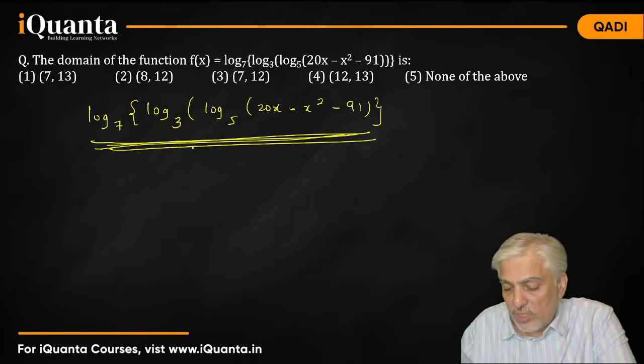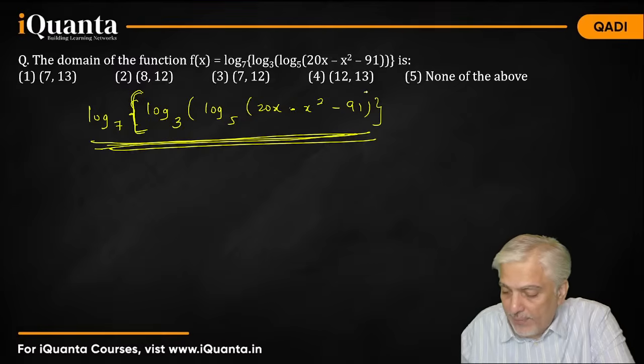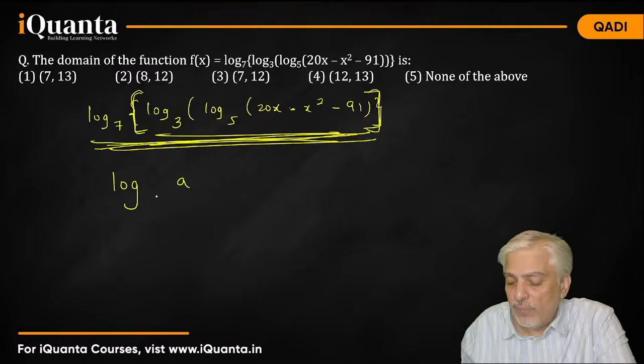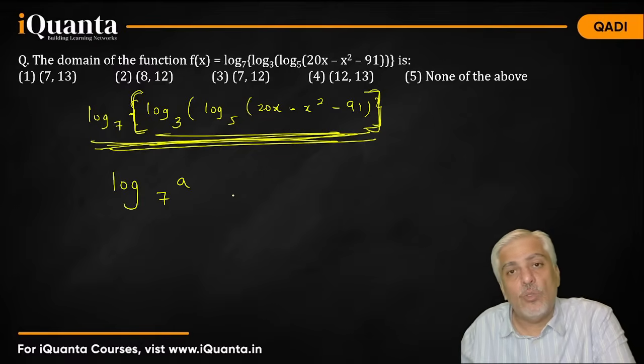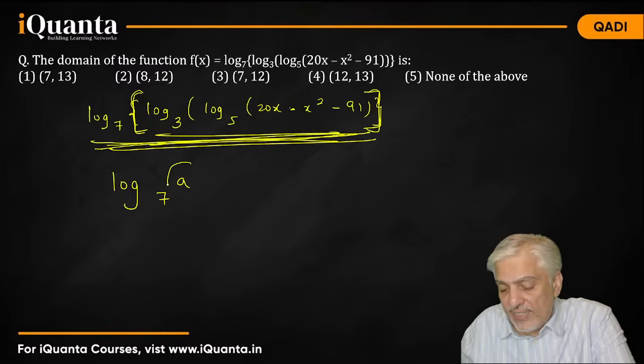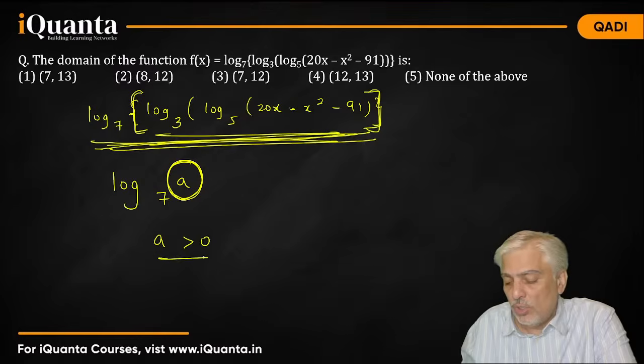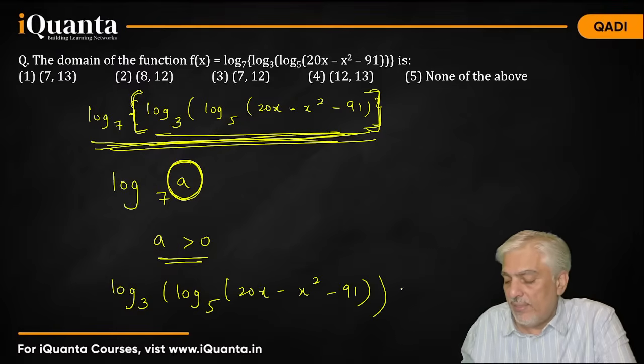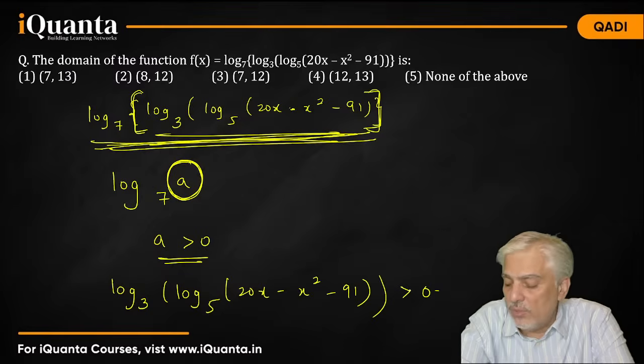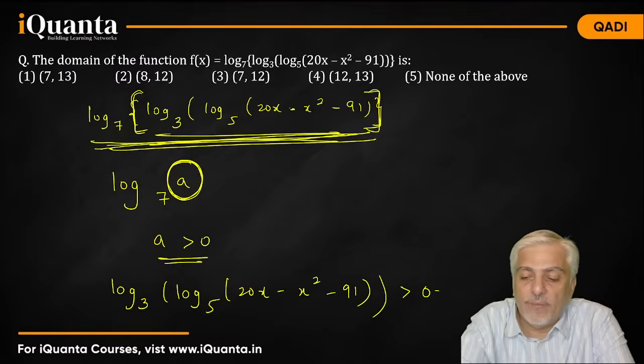When I consider this whole bracket as a, I consider this full part as a. So log a to the base 7. This can be 0. The only thing which we can understand is a has to be greater than 0. So a has to be greater than 0. So the sum starts from there. Log to the base 3, log to the base 5, 20x minus x square minus 91 is greater than 0. Jayesh, are you clear now? And remaining exactly what you had already understood. Just let me know, Jayesh, whether you understood.